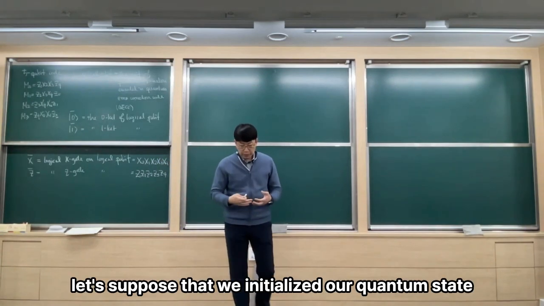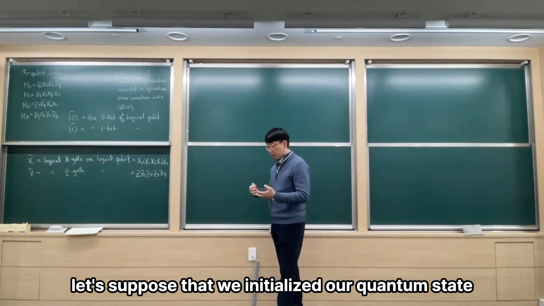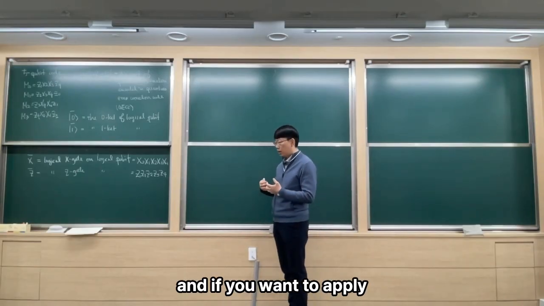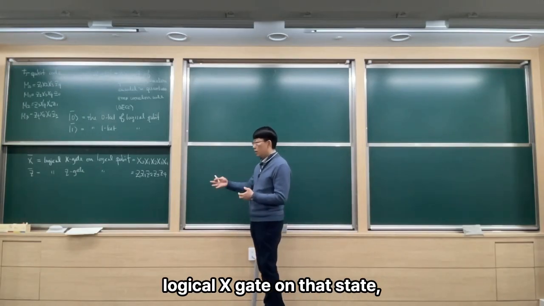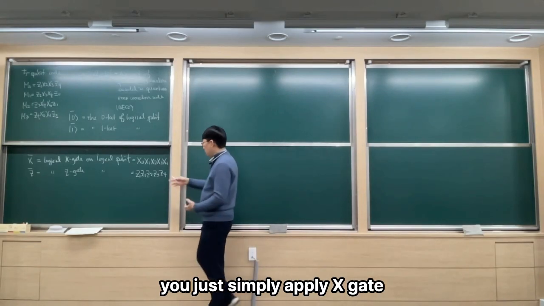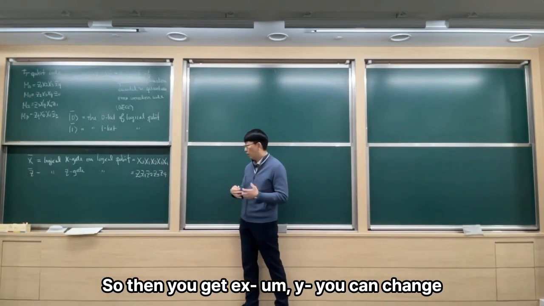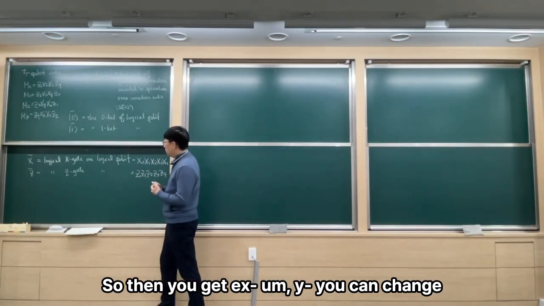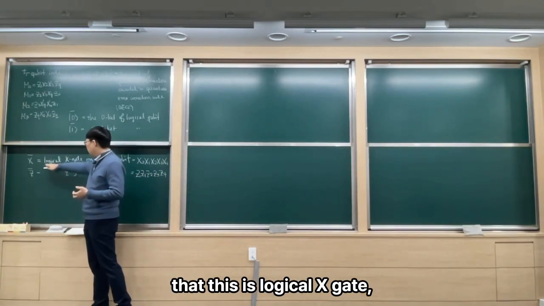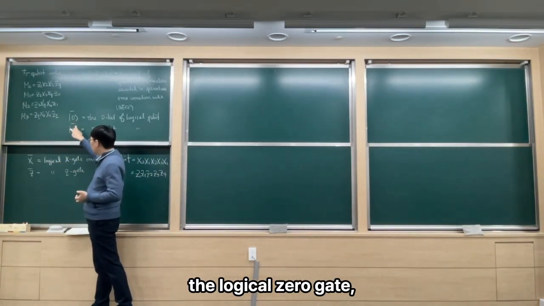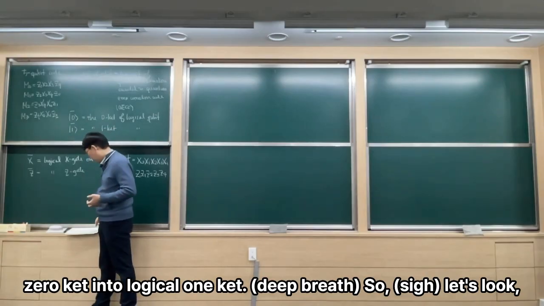Let's suppose that we initialized our quantum state into the logical 0 state, and we want to apply the logical X gate on that state. You just simply apply an X gate on every one of the 5 physical qubits. This means that this is the logical X gate, which changes the logical 0 ket into the logical 1 ket.